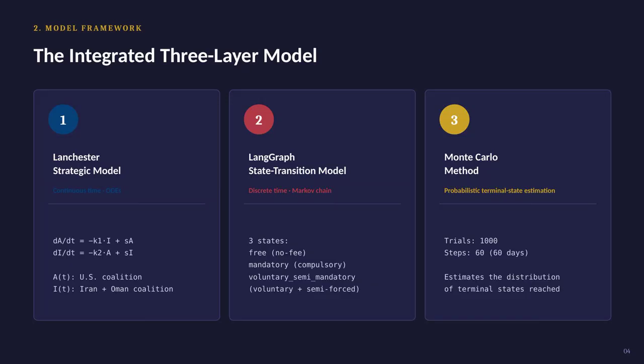First, the Lanchester strategic model, a continuous time system of differential equations describing the influence of the U.S. coalition and the Iran plus Oman coalition. Second, the LangGraph state transition model, a discrete time Markov chain over three institutional states: free, mandatory, and voluntary semi-mandatory. Third, the Monte Carlo method, which runs 1,000 trials of 60 steps each to estimate the distribution of terminal states.